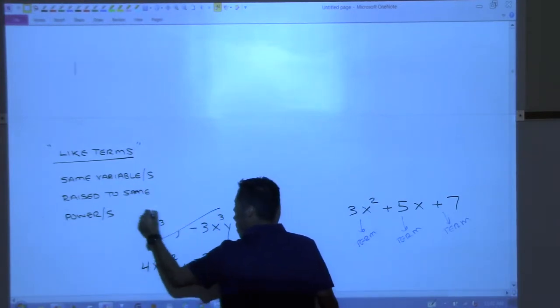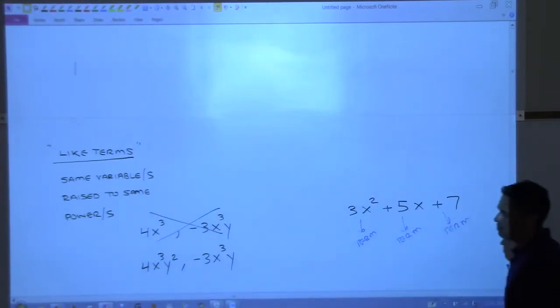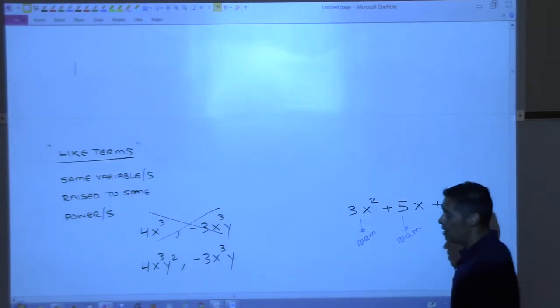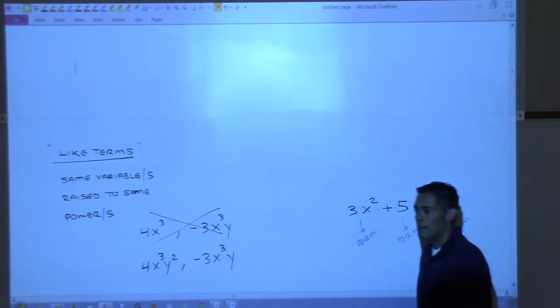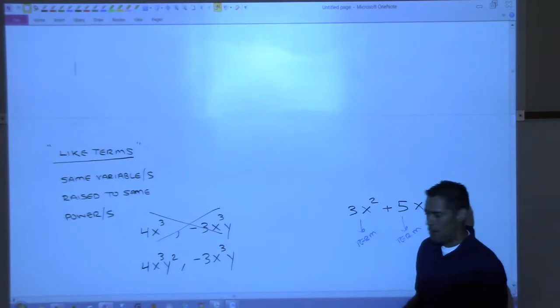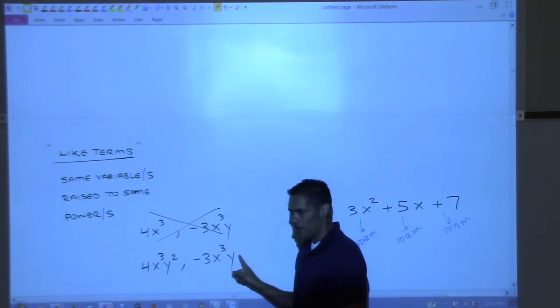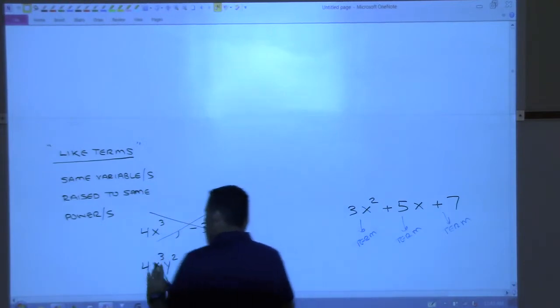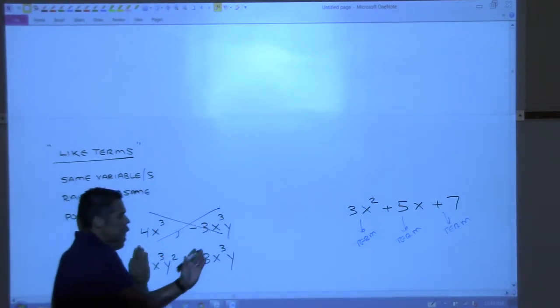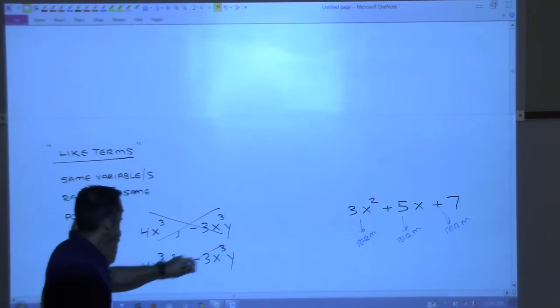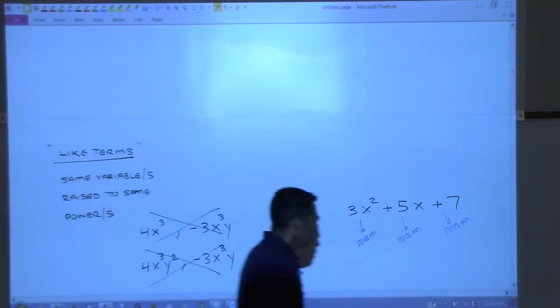So these did not qualify, right? So that has the same variables, right? They both have x and y, but they are not exactly raised to the same power. So this one's y squared, this one's not. So these would not be like terms. These things, basically if you cut the numbers off, if you just hide the numbers, what you see needs to match exactly for them to be like terms. So no good here.